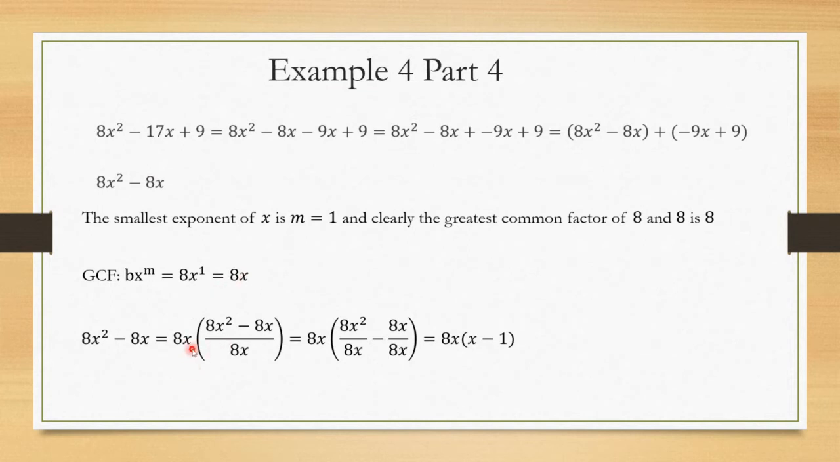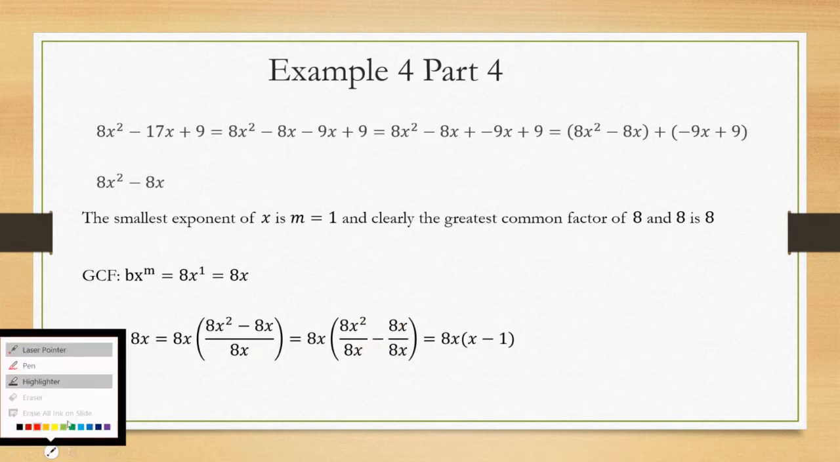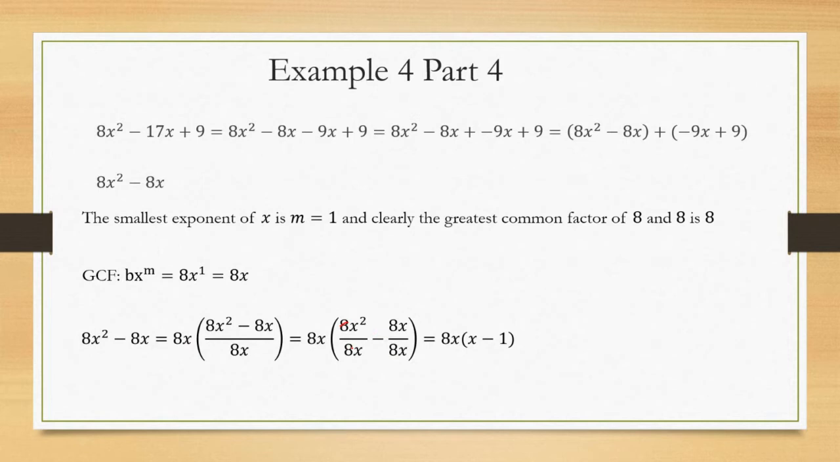And that's what I'm doing, right? You put it in front, you divide, which is the same as doing this. And we get 8x times x minus 1. Actually, wait, I got ahead of myself. 8x times 8x squared over 8x minus 8x over 8x. And so what do we get? Well, here the 8's cancel. X squared over x is just x. We have 8x over 8x. That's 1. So this is what we get.